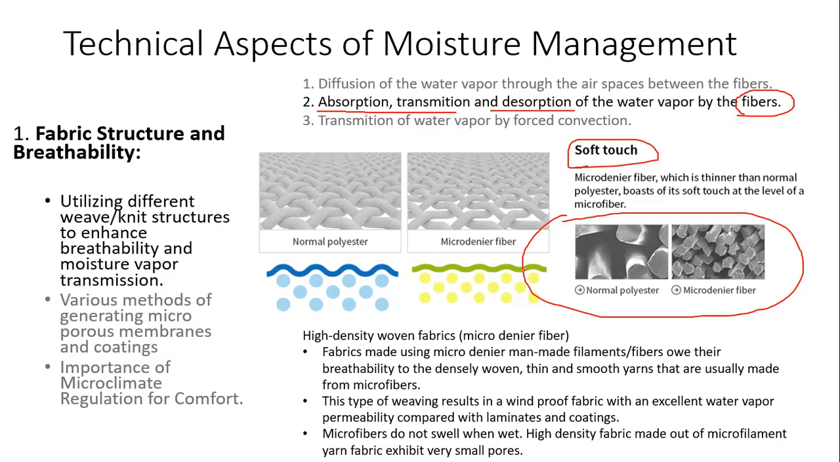It is because they have a very densely packed structure. It's very thin and also very smooth. Therefore, it has high surface area. Because of the high surface area and the very tiny spaces, it has very good water vapor permeation. Water vapor can be transmitted through the fabric because it has very tiny spaces in between.